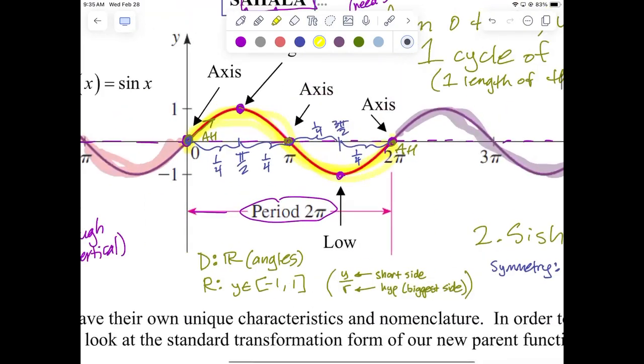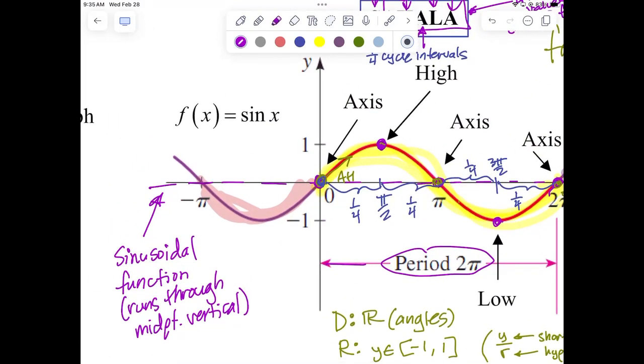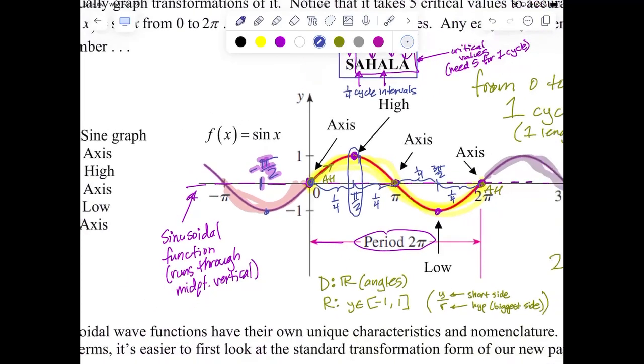Let's see if that works. Let's go over here to negative pi halves. What's sine of negative pi halves based upon this graph? Sine of negative pi halves is -1, right? That should be the opposite of sine of positive pi halves. What's sine of positive pi halves? 1. And what's the opposite of 1? -1. So it works, right? Opposite inputs have opposite outputs. That's another way to say odd function.